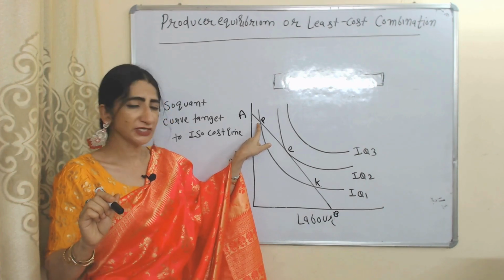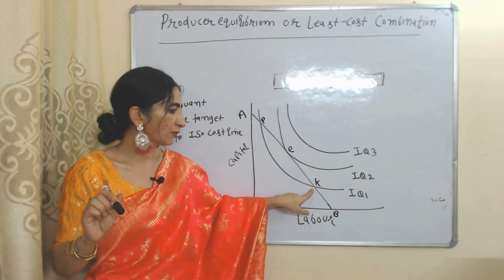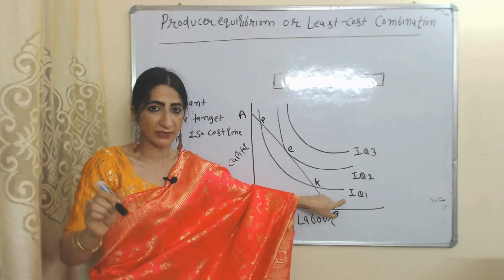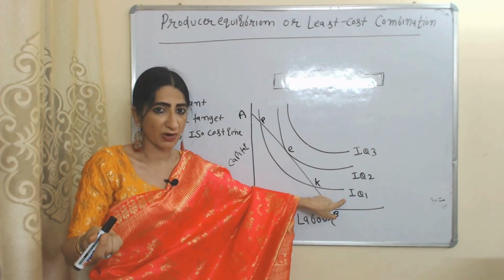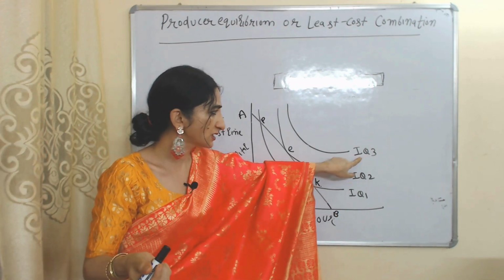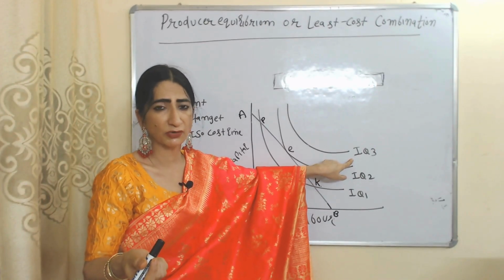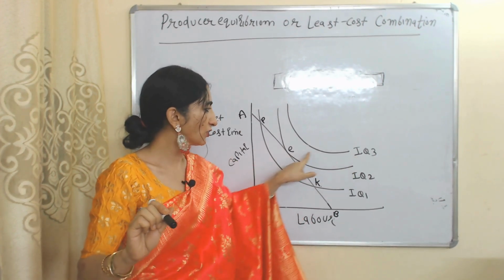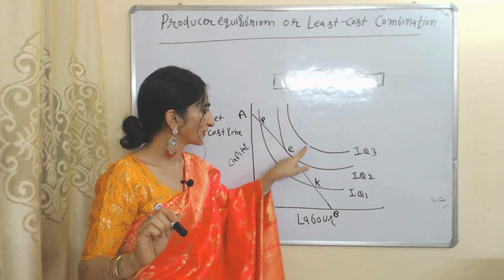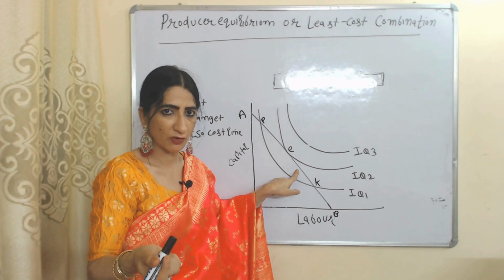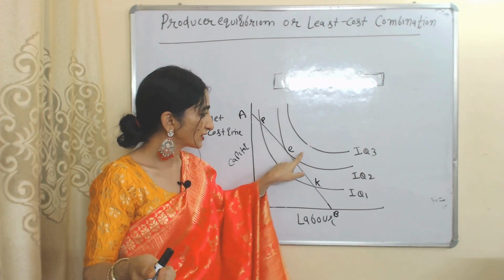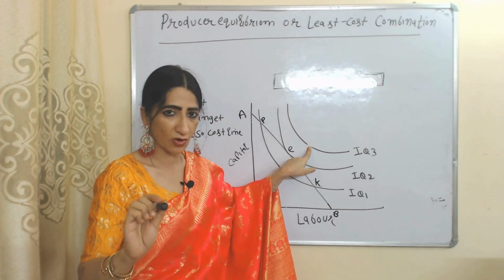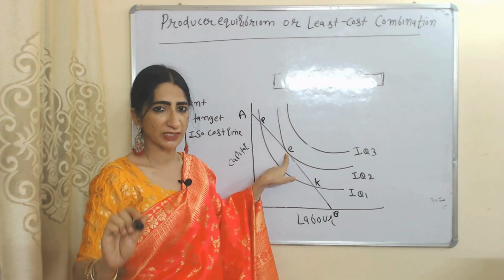We cannot establish our producer equilibrium at points P and K because both these points lie on a lower isoquant curve, and a lower isoquant curve gives us less output. No doubt this isoquant is higher and gives us a higher amount of output, but we cannot establish producer equilibrium at this isoquant because it is crossing the budget of the producer. This is the isocost line which shows the budget of the producer, but this isoquant is very far away from the budget of the producer. That's why we cannot achieve this combination. E will be called the producer equilibrium point.